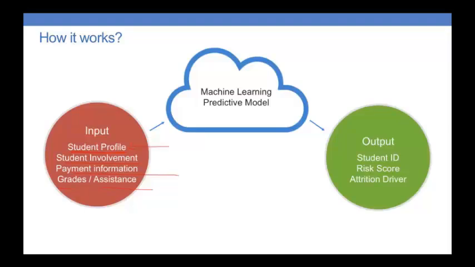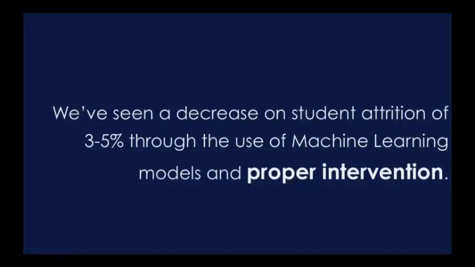We've seen a decrease in student attrition from 3 to 5%. As you can see on my screen, in bold, I have the words proper intervention. So there is not a single machine learning algorithm, a single solution that is going to help you retain students unless there is a proper intervention from the university.